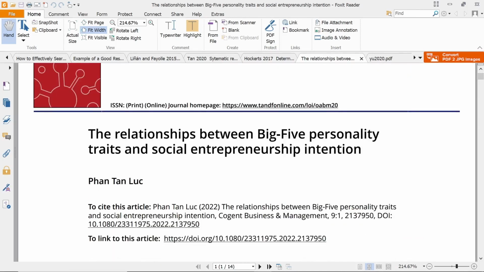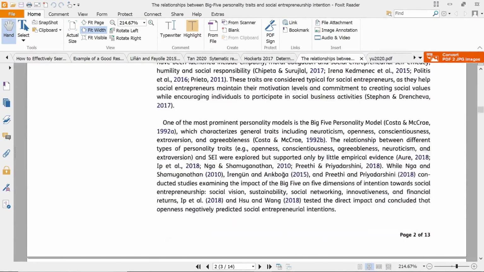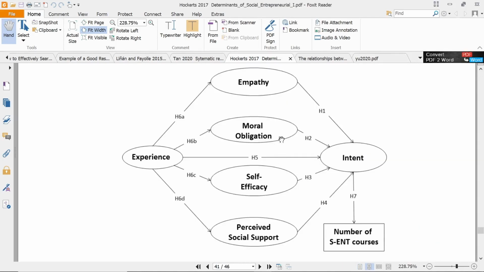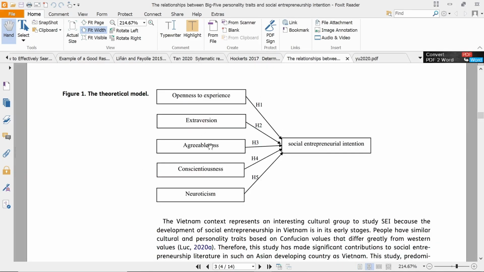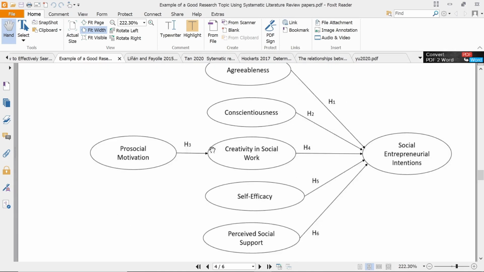This one is the relationships between big 5 personality traits and social entrepreneurship intention. So it's basically the same thing. I'm just bringing out different aspects. So when developing, you have to be careful if these variables, for example, don't affect each other. There are some studies where these variables can affect each other. So when you're developing, you have to be very careful. You do your research very well if these variables can affect each other.